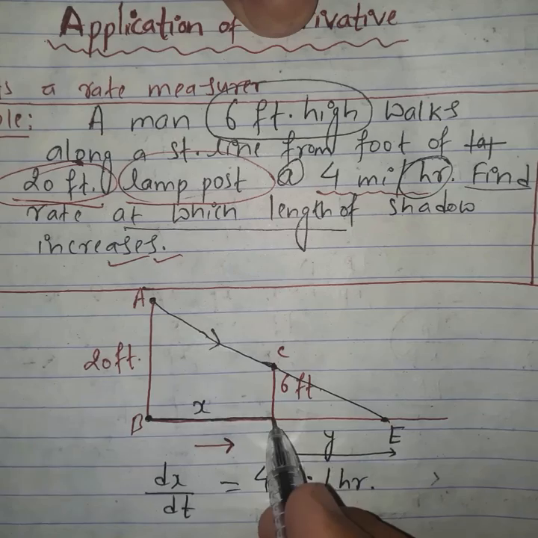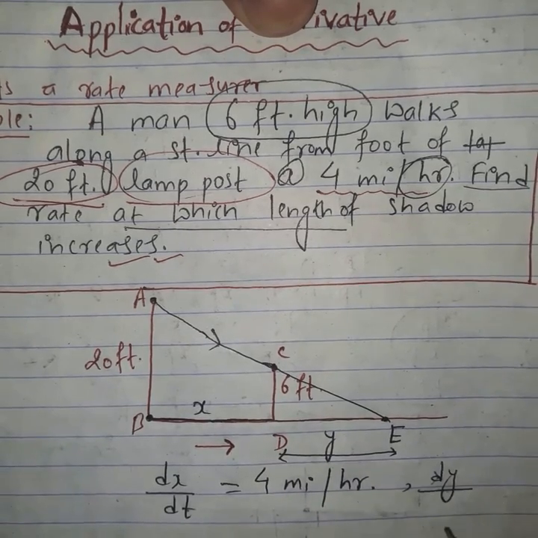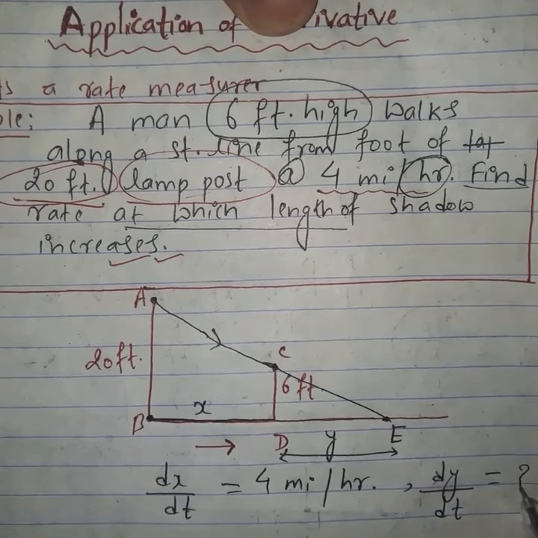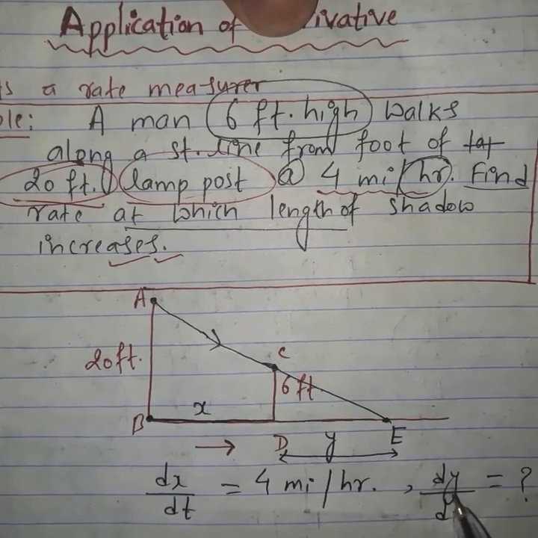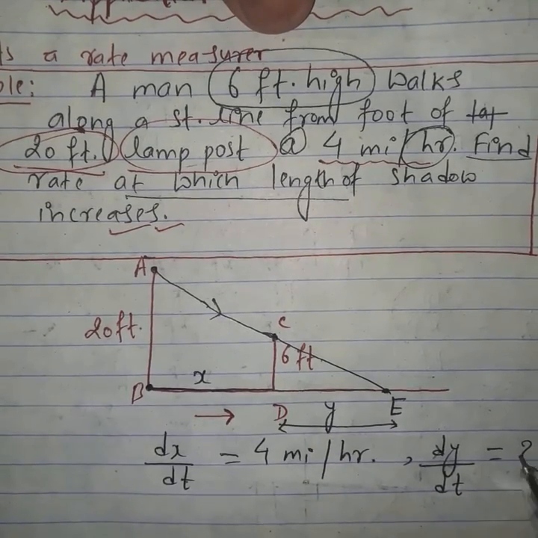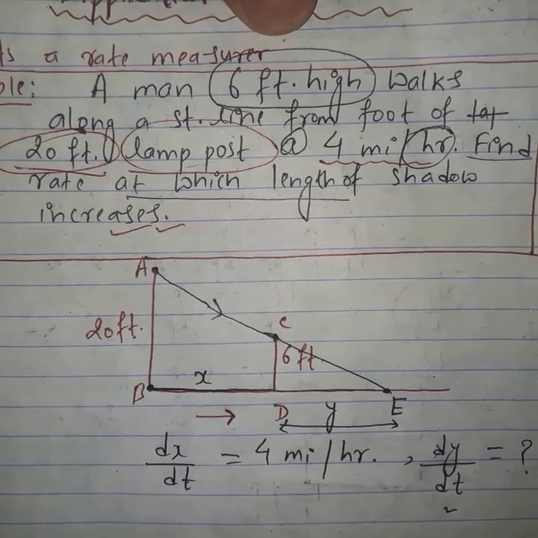Here the length of the shadow is y. We have to find out dy with respect to time, dy over dt. It is the rate of the increment in the shadow with respect to time. We have to find out the result of this expression.